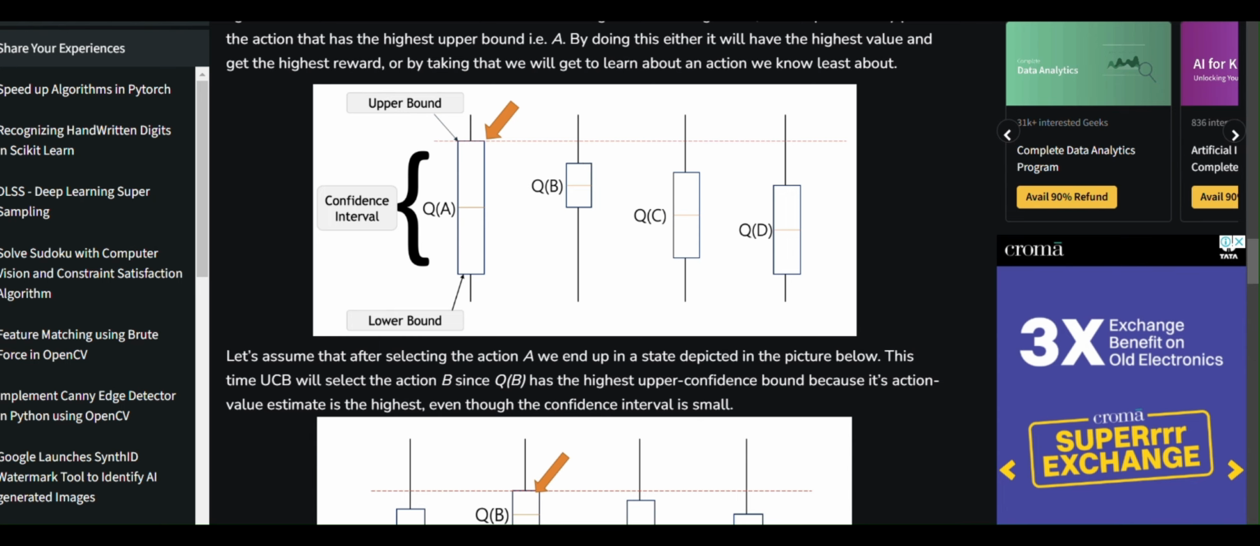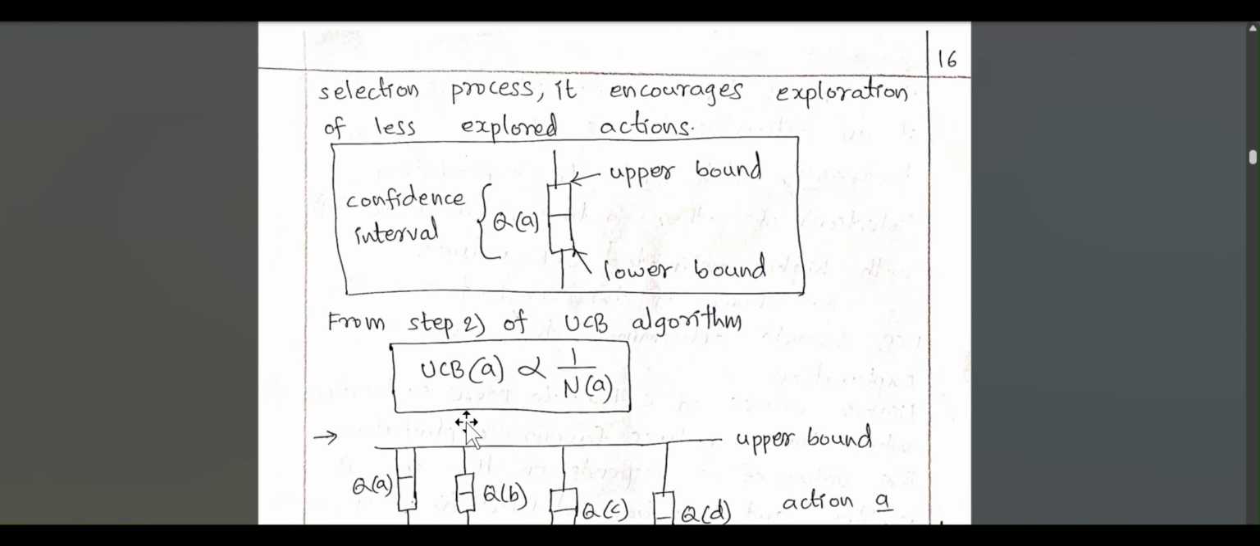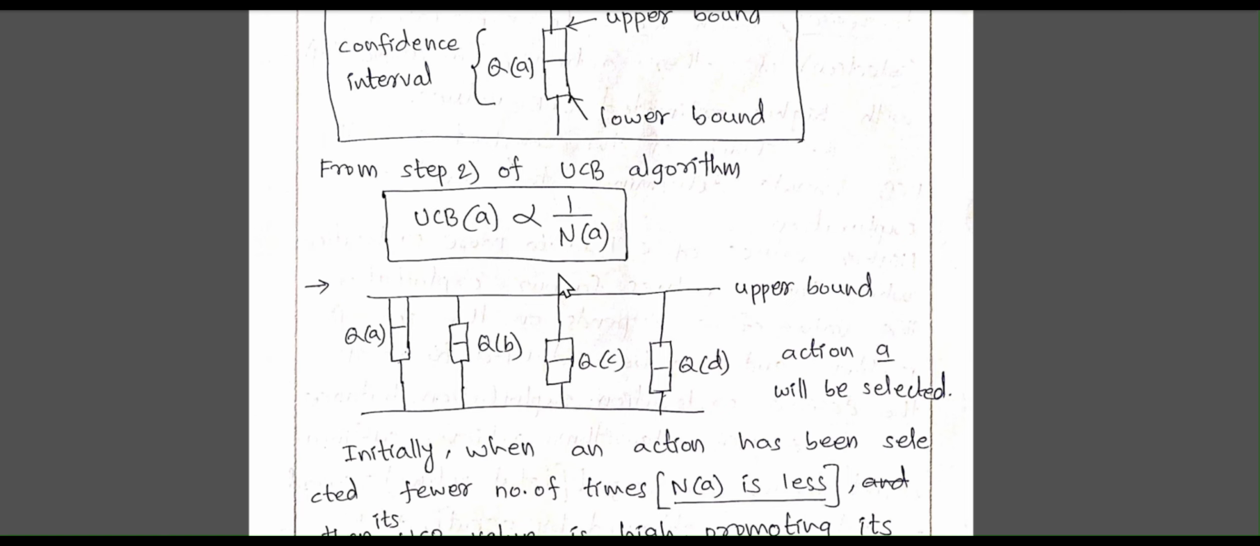So as I said, the upper bound value of action A is inversely proportional to the number of times the action is selected. UCB means upper confidence bound value of an action A. If the UCB value of an action A is higher, then the number of times the action is selected is lower. So we have to only select the action which has the highest upper bound value.